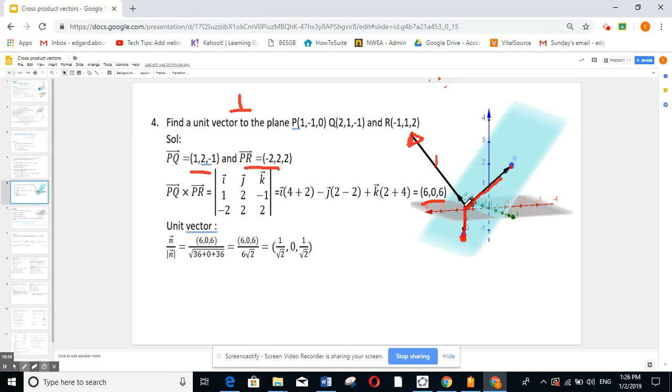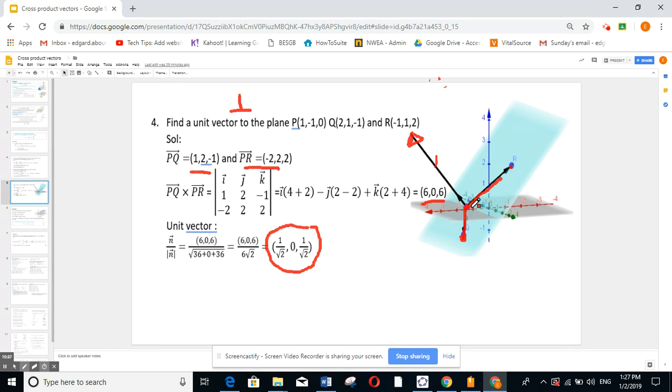You can see this is a small arrow for the unit vector. So I do n over its norm. Its norm is the square root of 36 plus 0 plus 36, so it will be 6 root 2. If you divide each component by 6 root 2, I'm going to get the normal to the plane formed by the 3 points P, Q, and R.